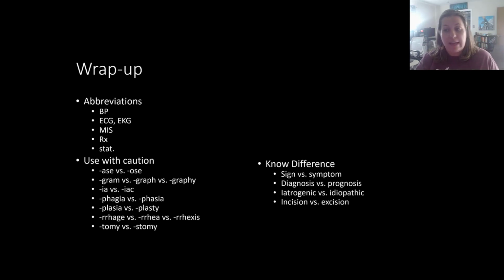Sign versus symptoms. Signs are objective, symptoms are subjective. Diagnosis versus prognosis. Diagnosis is the identification of the disease. The prognosis is the predicted outcome. Iatrogenic versus idiopathic. Iatrogenic means it's an unfavorable response to a medical treatment, whereas idiopathic refers to not knowing the apparent cause of a disease. And then we have incision versus excision. Incision is cutting into, excision is cutting out, or removal.